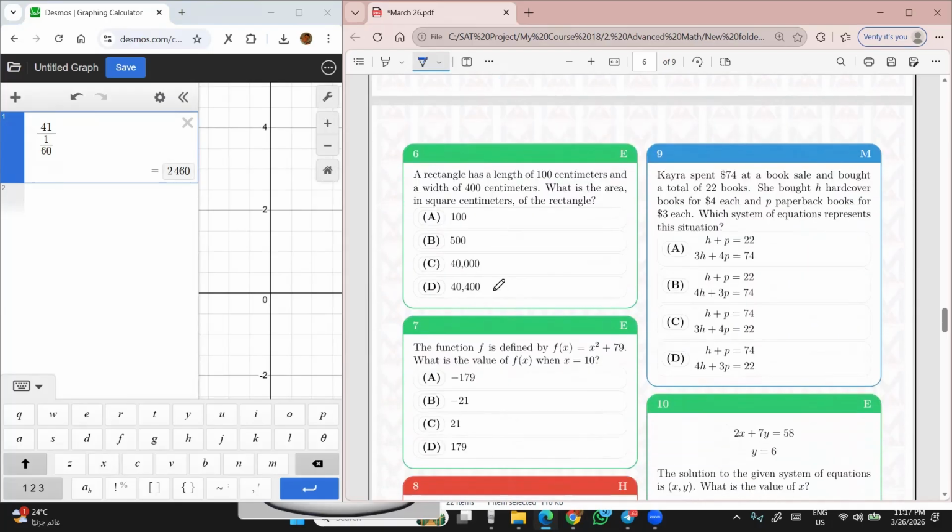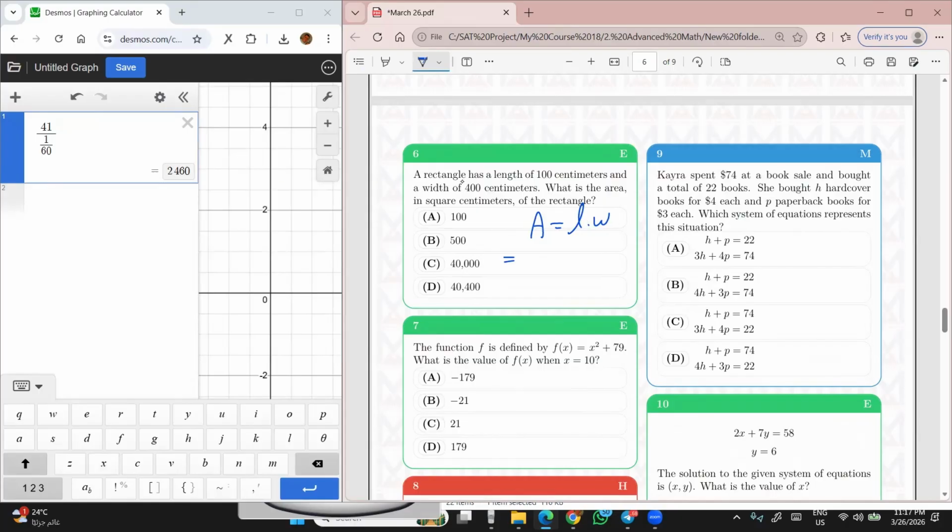Then question number 6, a rectangle has a length of 100 centimeters and a width of 400. What is the area in square centimeters? Of course, the area of the rectangle is equal to the length times the width. And because both of them are given in centimeters, we do not worry about any conversion. We do not convert into meters or something.